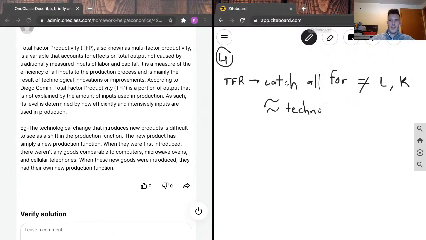There are other factors that affect total factor productivity, although I can't think of an example off the top of my head, so you'll have to take my word for it. Just read TFP, total factor productivity.